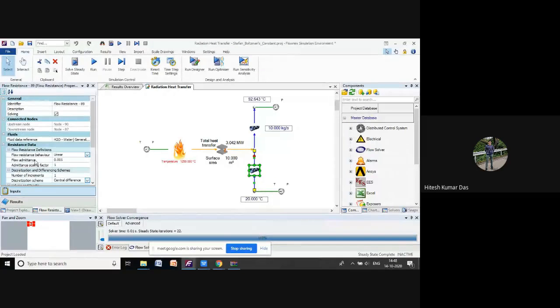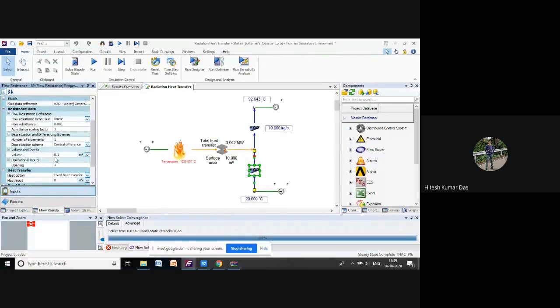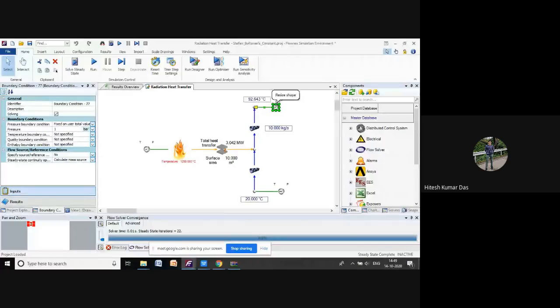For this flow resistance we have assigned flow admittance as 0.001, which indicates the opening. 0.001 means it is open one by 1000, so it has very little opening. Volume we have assigned as 0.1. Same here, for this pipe we have assigned flow resistance as 0.001 and volume as 0.2. For the water flow outlet we have assigned pressure as 1.1 bar.